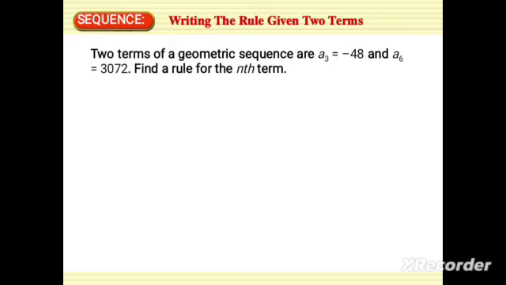Now find a rule for the nth term, or rather write down the nth term. Depending on the nature of our question, we are going to have two equations, after which we will solve using either the substitution method or elimination to find the value of the unknowns. Then we come back and substitute the value of the first term and the ratio in the nth term.